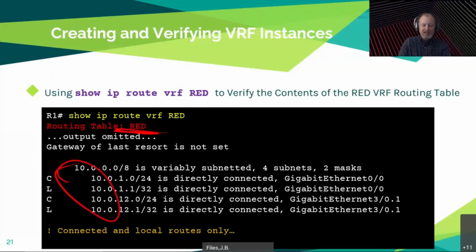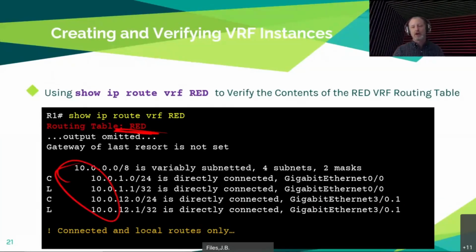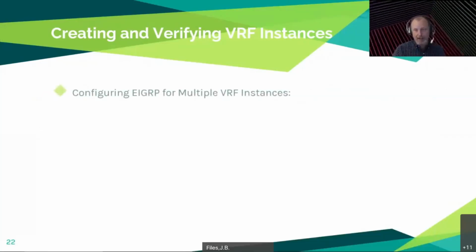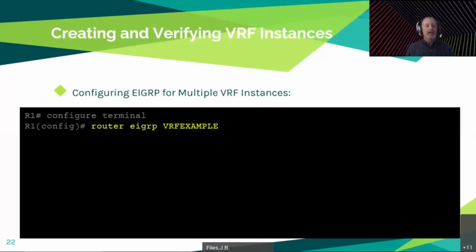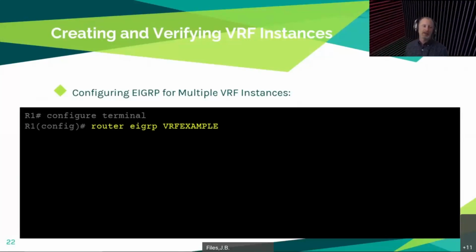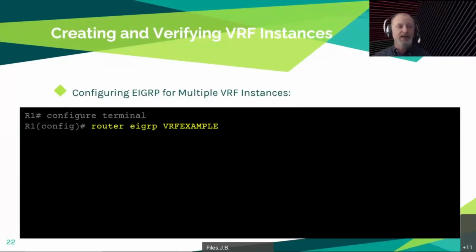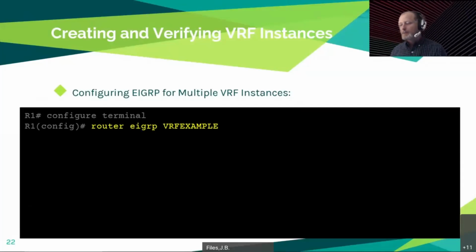But notice this is just connected and local routes only. So let's configure some routing. We're going to go into named configuration mode for EIGRP. So we're going to say router EIGRP VRF example.